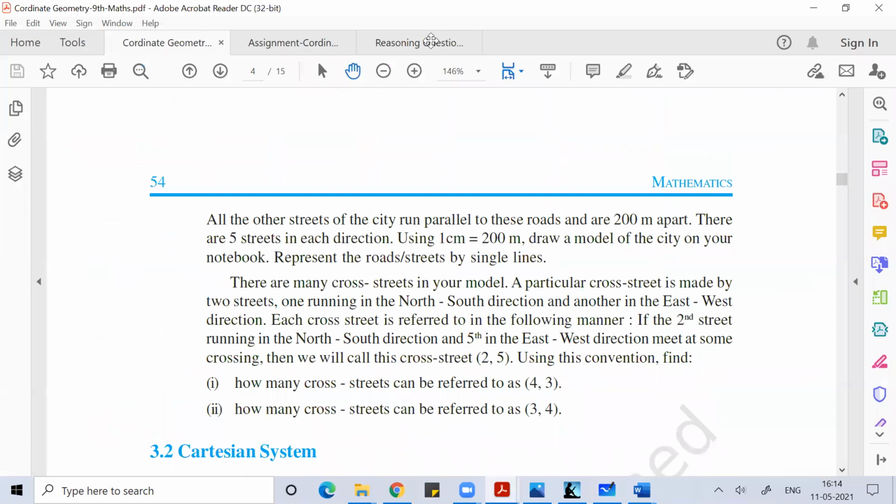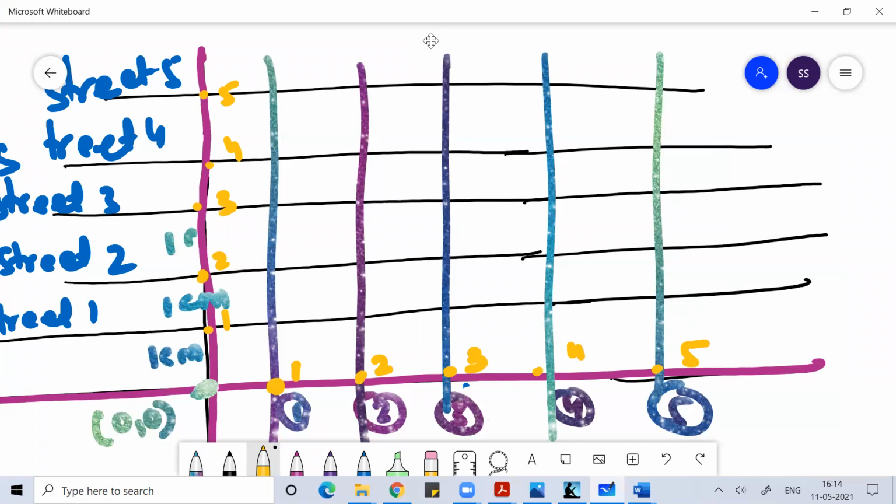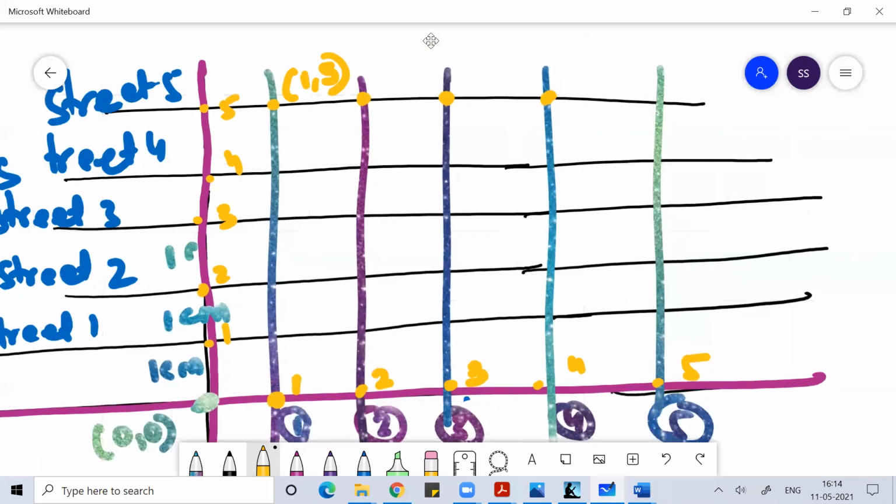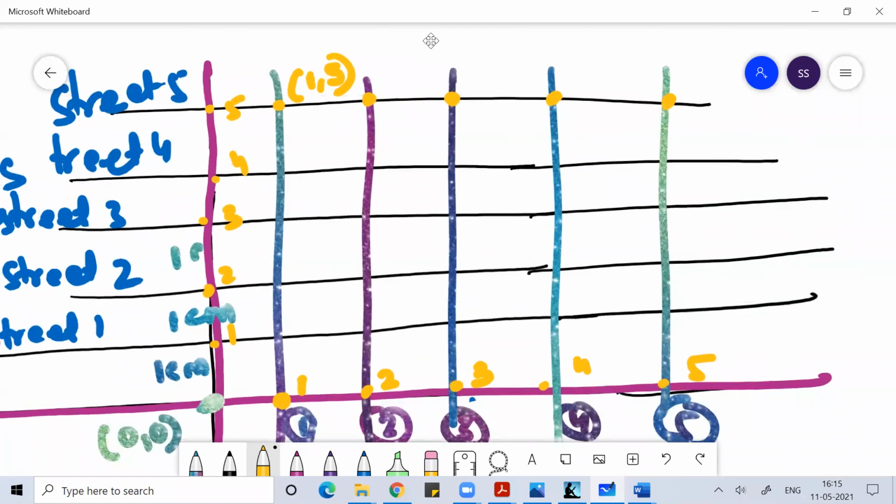Then comes representing these roads by single lines. There are many cross streets in your model, where two streets are crossing each other. In Gujarat, we call this the Char Rasta. So this cross street will be 1, 5. You can say this is 3, 5, this is 4, 5, this is 5, 5. I hope you understand.